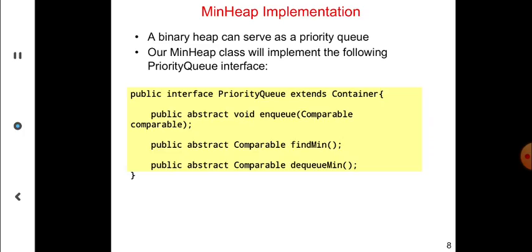So MinHeap implementation: a MinHeap can serve as a priority queue, and a MinHeap class can implement the following priority queue.